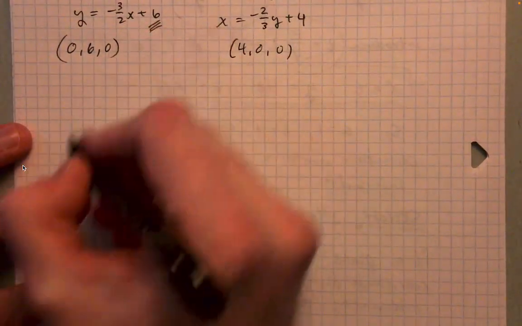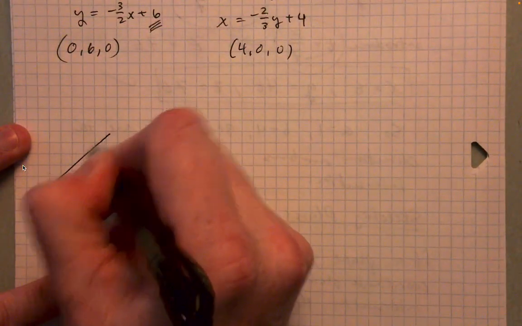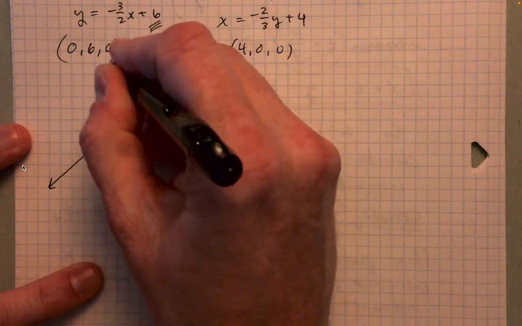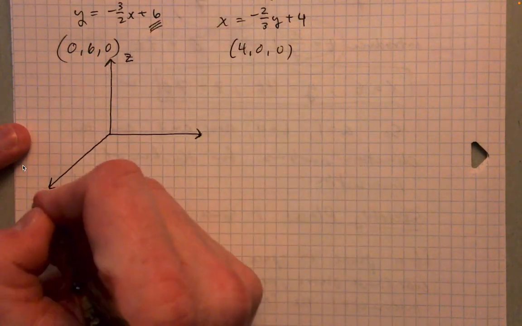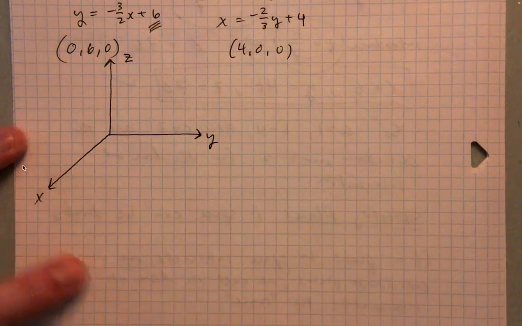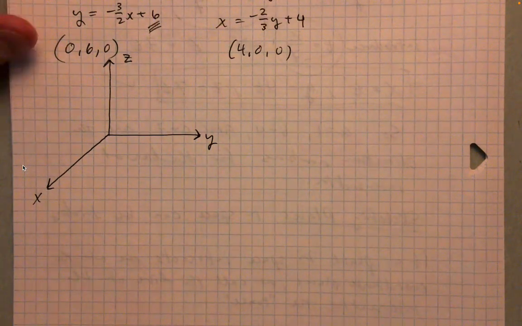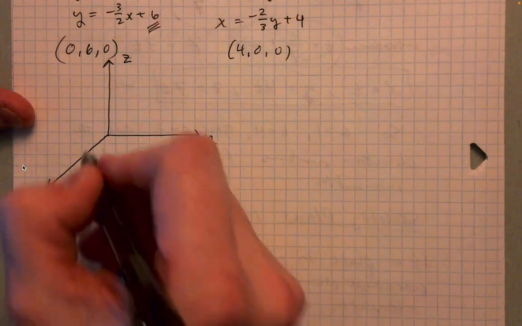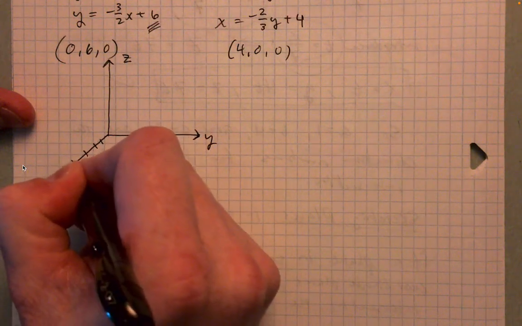Okay, now let's draw this on here and see what this looks like. Okay, so I'm going to draw out my three-dimensional coordinate system, my x, my y, and my z. Okay, and I've said that the plane I'm interested in intersects the x-axis at (4, 0, 0). Right, so 1, 2, 3, 4, so it's right there.